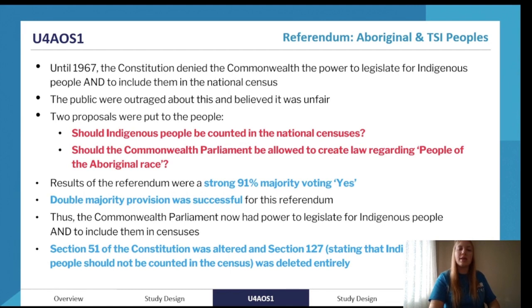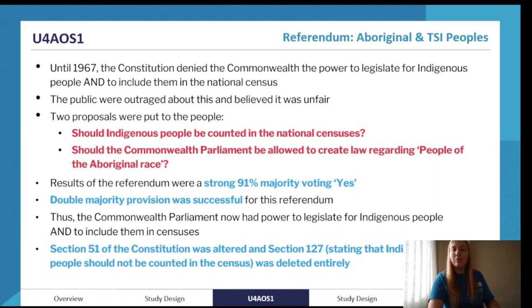It's the most successful referendum that Australia has had with the most support. It was a strong 91% majority voting yes across the nation. And the double majority provision was also highly, highly successful. Victoria, I believe, had the highest vote in terms of states individually, something at high 90 something percent.